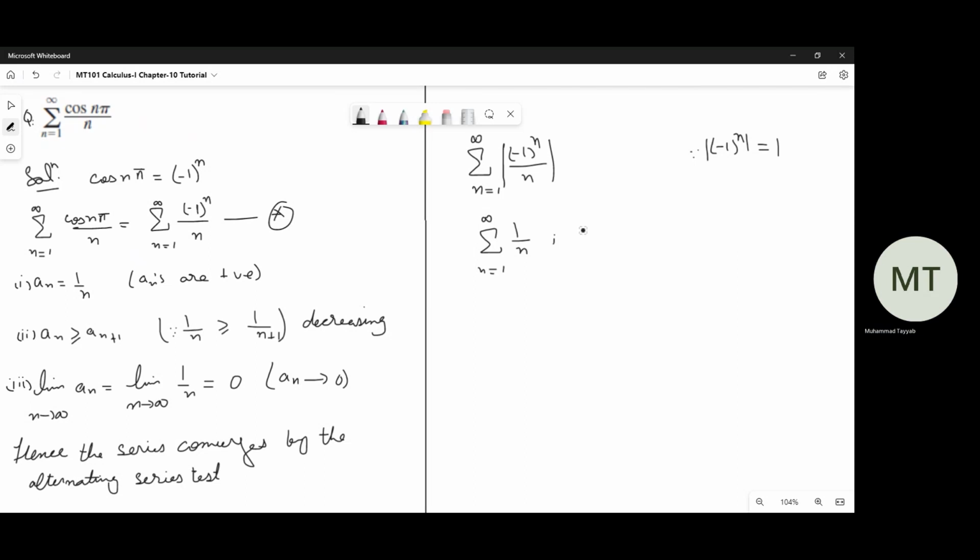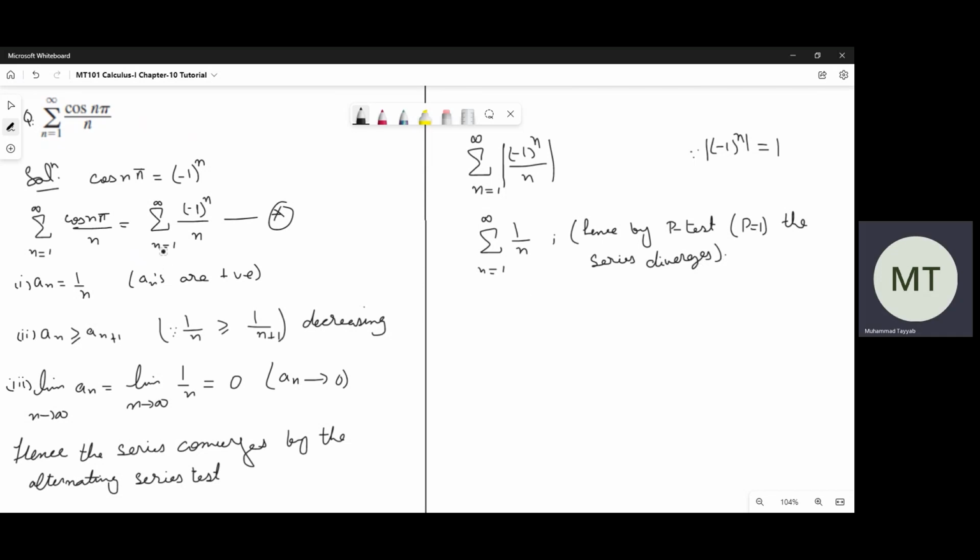Hence by the p-test, because the value of p is equal to 1, the series diverges. So altogether, therefore, the series, the sum from n equals 1 to infinity of cos of n pi divided by n, is conditionally convergent.